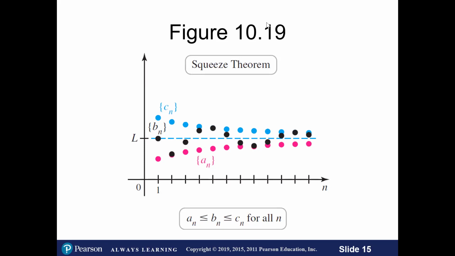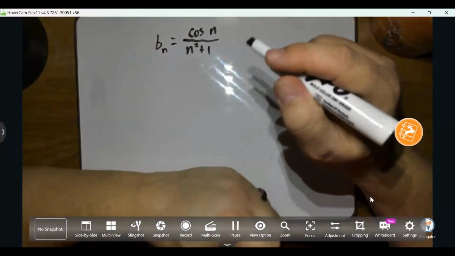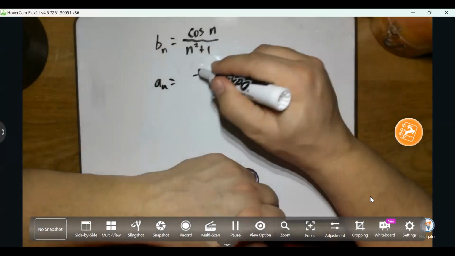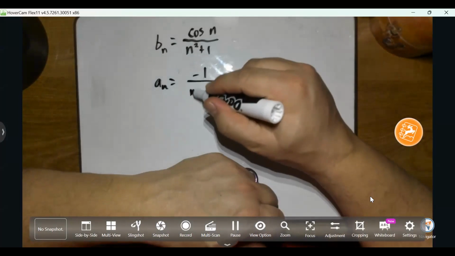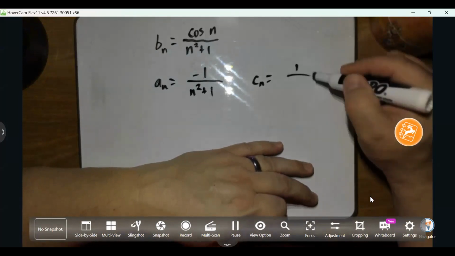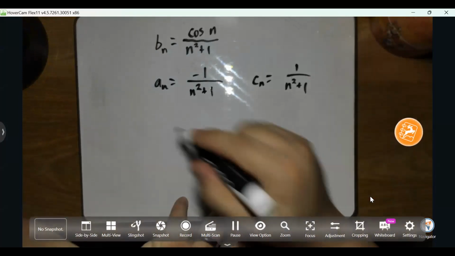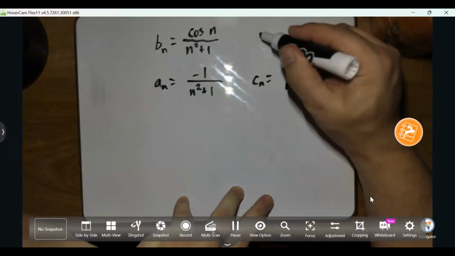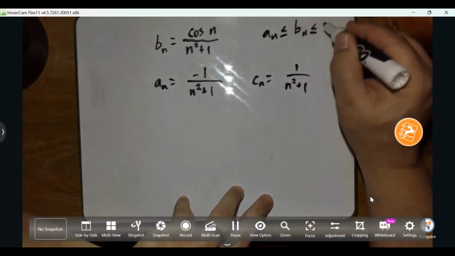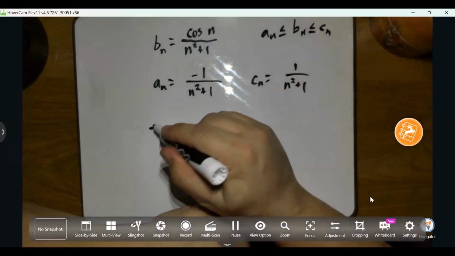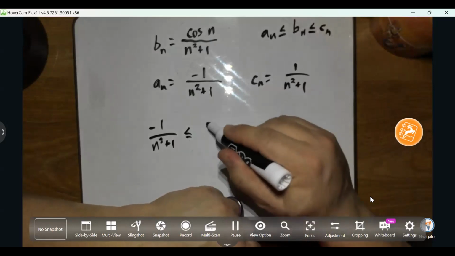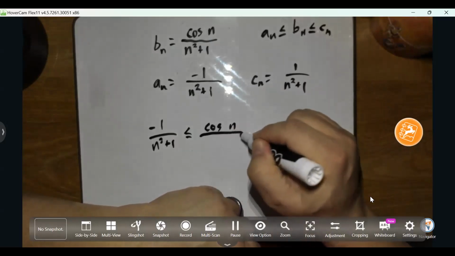Suppose my sequence is cosine n over n squared plus 1. I want to know what happens to that. If I look at a sub n, I know cosine is always between -1 and 1, and c sub n is going to be 1 over n squared plus 1. So a sub n is always less than or equal to b sub n, always less than or equal to c sub n, right? -1 over n squared plus 1 is less than or equal to cosine n over n squared plus 1, which is less than or equal to 1 over n squared plus 1.